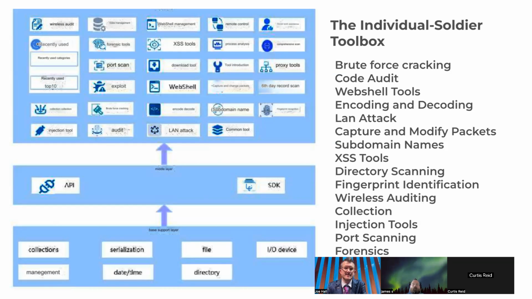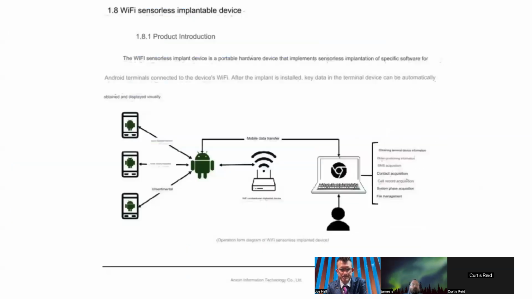One of their main tools is the individual soldier toolbox. This doc is a screenshot from the actual toolbox, as well as their documents for it. We translated it from Chinese and English so you can read what a lot of these tools are. If you look, they've got wireless audit tools, data management, web shells, remote control, proxy tools, downloads, exploits, audits, LAN attacks. I mean, they're everywhere in this. They can capture and modify packets as they go through, and they have large infrastructure to support all of this.